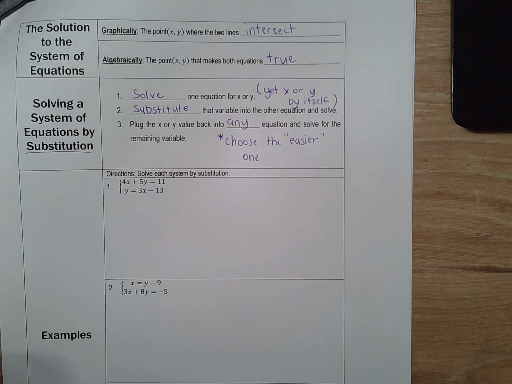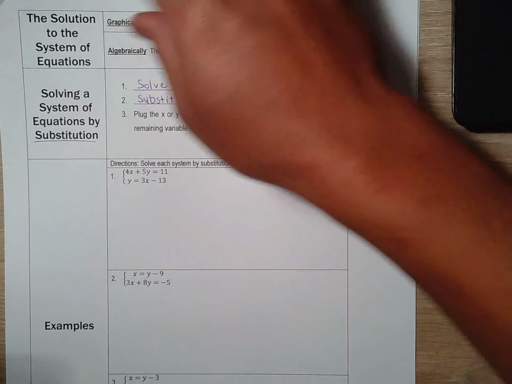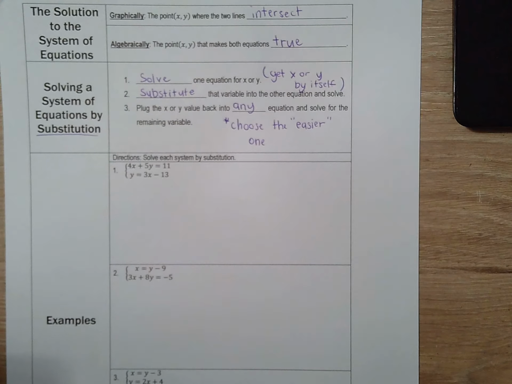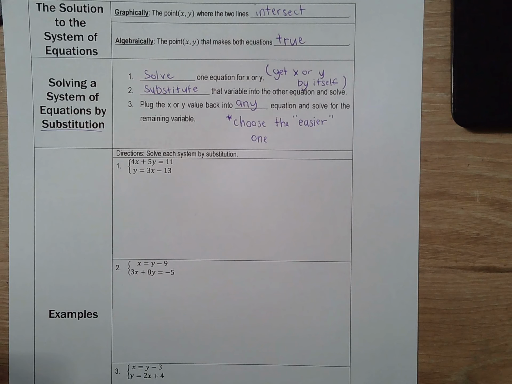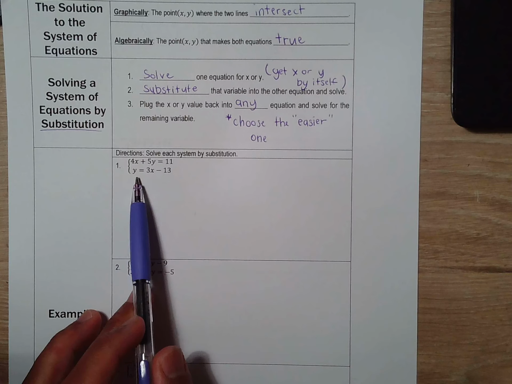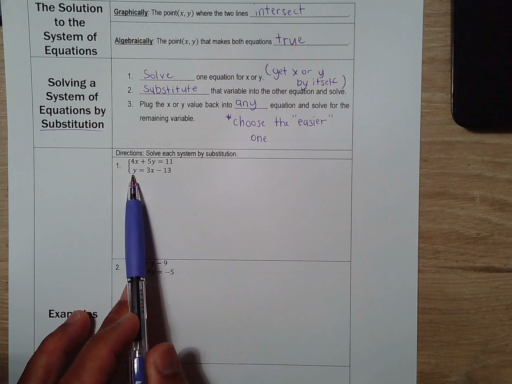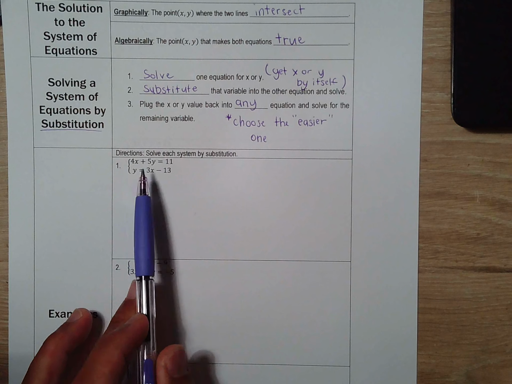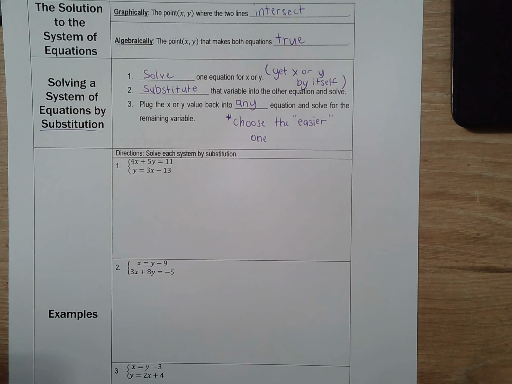Question number one: 4x plus 5y is equal to 11, and we also have y is equal to 3x minus 13. Step number one says solve one equation for x or y. What's nice about this is that we already have one equation solved for y. This is y by itself, so it's already solved. Next, we can skip to step two. Step two says we want to substitute that variable into the other equation and solve.